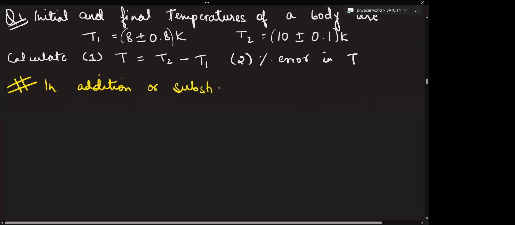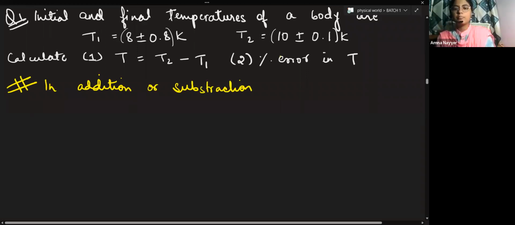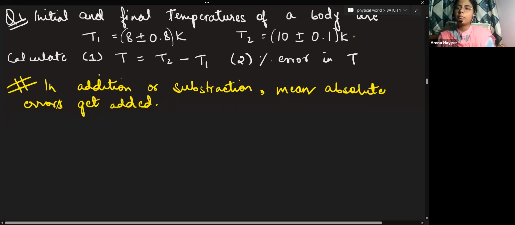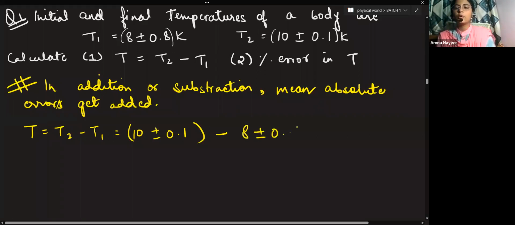In addition or subtraction, mean absolute errors get added. Whether it's subtraction or addition, both of them get added. So T is equal to T2 minus T1 means what? T2 is 10 plus minus 0.1 minus T1, which is 8 plus minus 0.8.